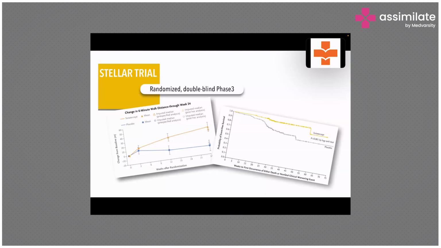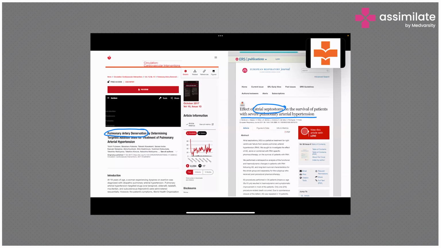You can see the graph showing the change from baseline for the 6-minute walk test over a period of 24 weeks. And for the probability of event-free survival, based on a Kaplan-Meier survival curve, the drug also showed a better prognosis when compared to the placebo group. So that's with the drug therapy for pulmonary hypertension.